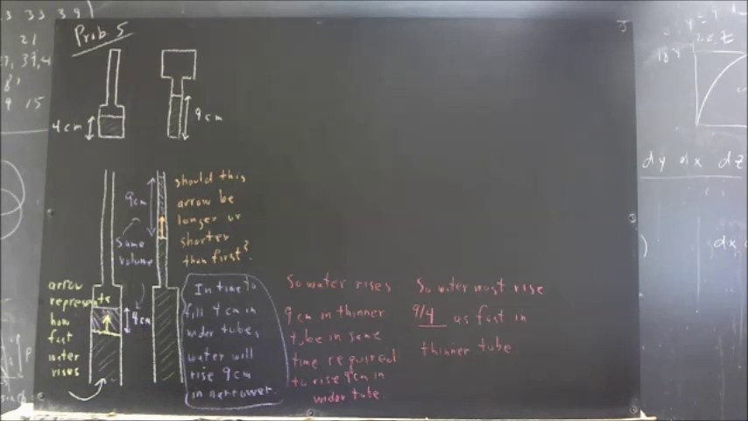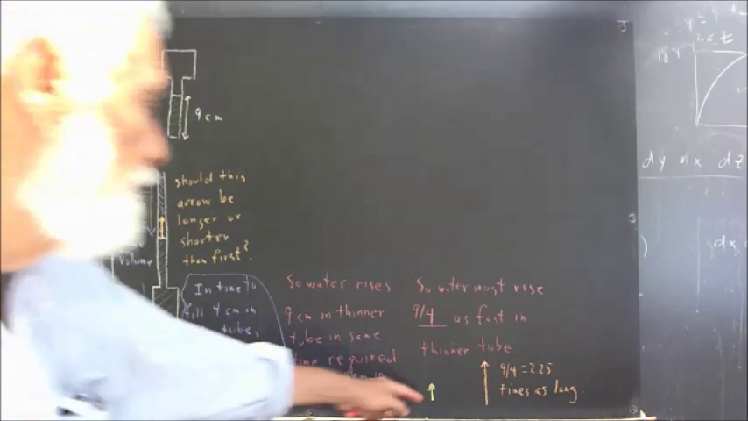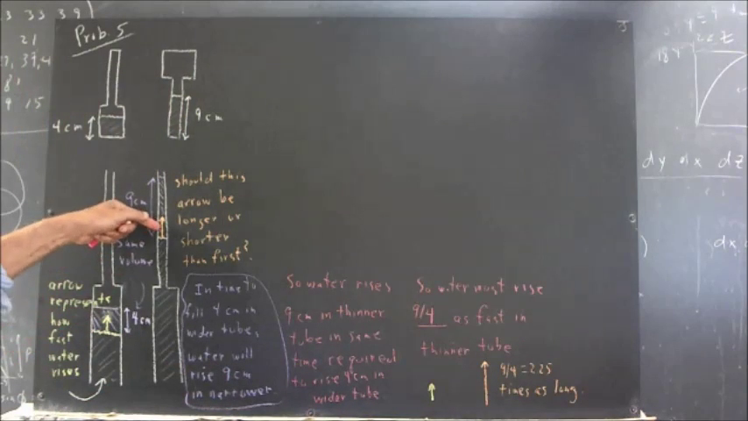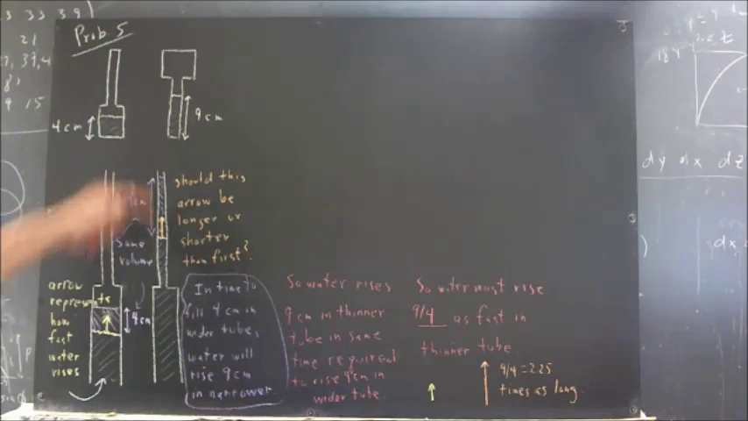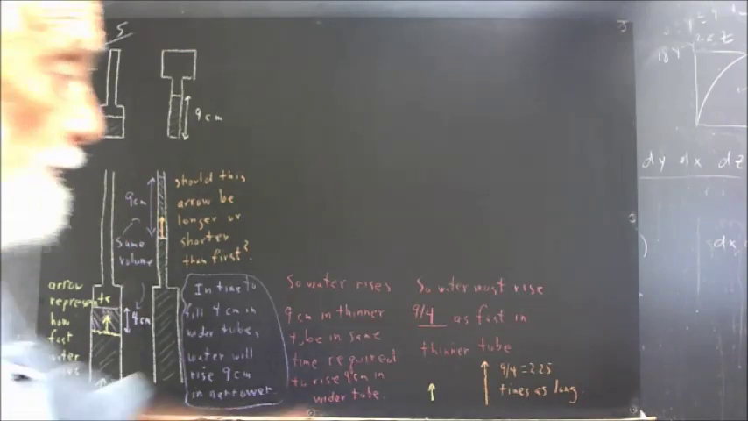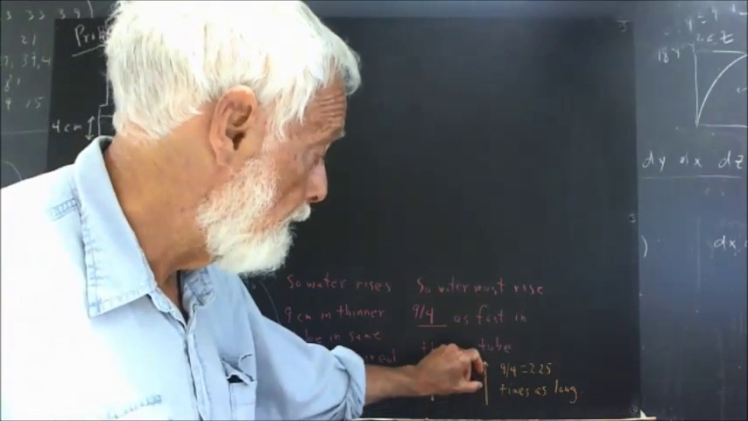9/4 is 2 1/4, a little over twice as fast in the thinner tube. So how does this arrow relate to this arrow? If these arrows represent the speed, this one's going to have to be longer. It's going to have to be 9/4 as long. So our speed arrows, if this arrow is this length, well, this arrow is going to have to be longer than it was drawn here. It's going to have to be 9/4 over twice as long.